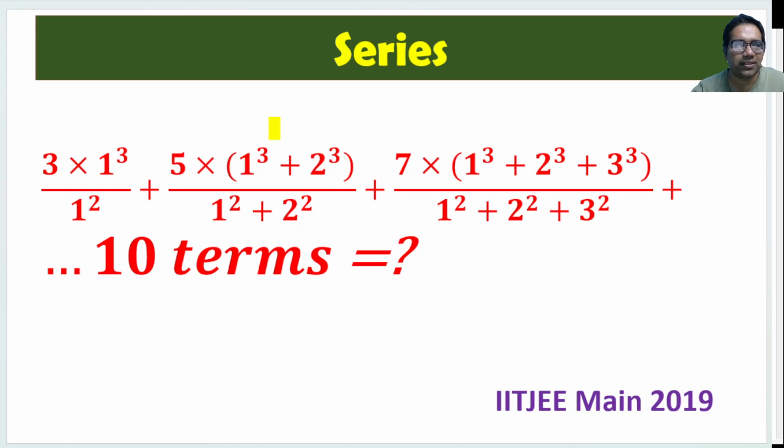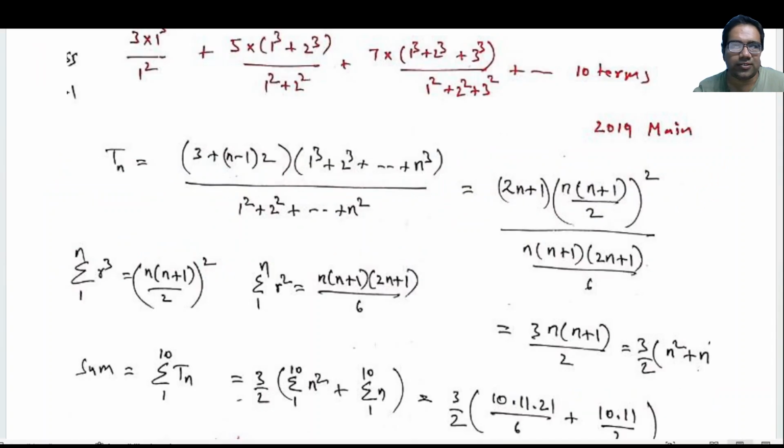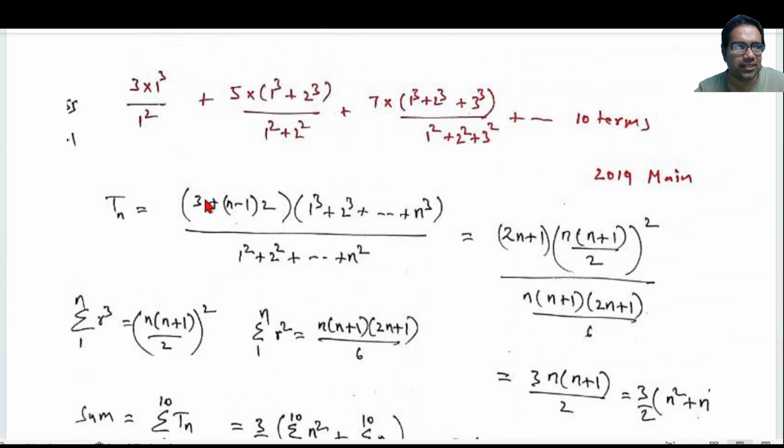Let us try to break this. Let us try to find out what is the nth term. The nth term will be 3, 5, 7, whatever. So the odd numbers. This is an arithmetic progression, starting with 3. So the first number is 3, and the nth term is 3 plus n minus 1 into d.